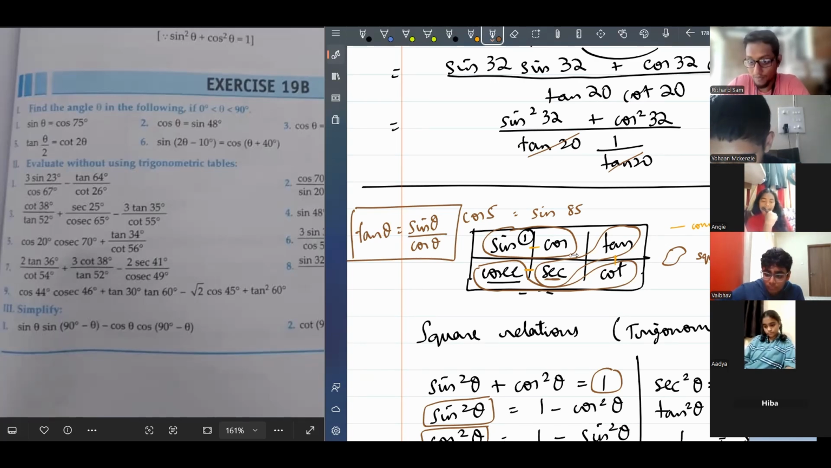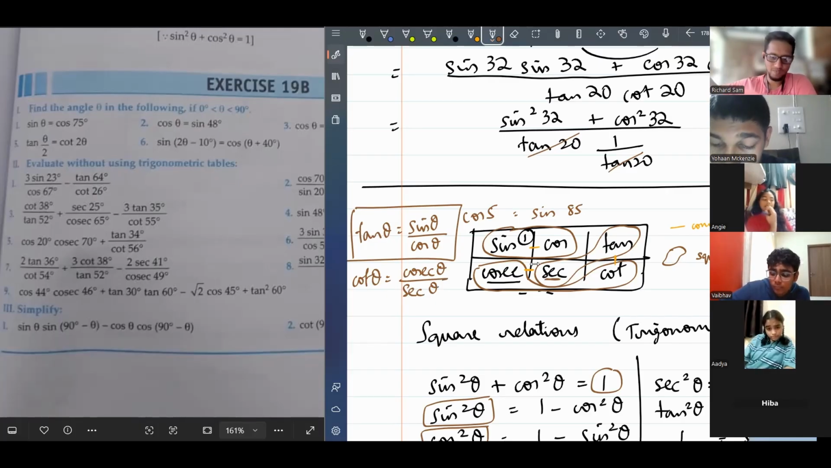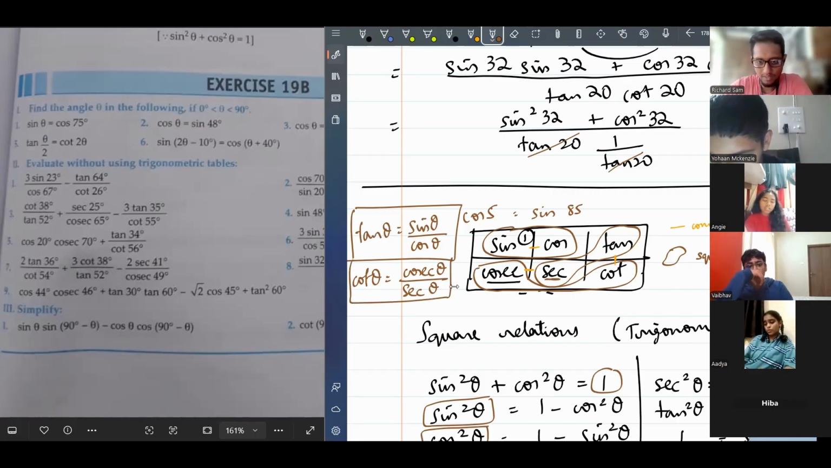In the same way, cot also. Cot theta would be cosec theta upon sec theta. You saw that? We'll call these the horizontal relationships. The horizontal relationships are this: tan theta is sine theta upon cos theta, and cot theta is equal to cosec theta upon sec theta. Write this down.